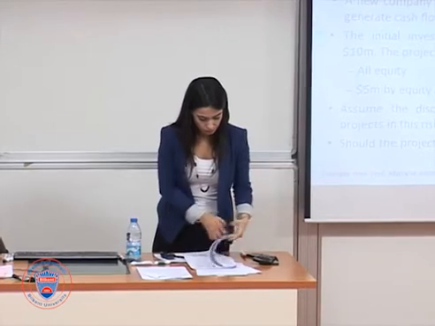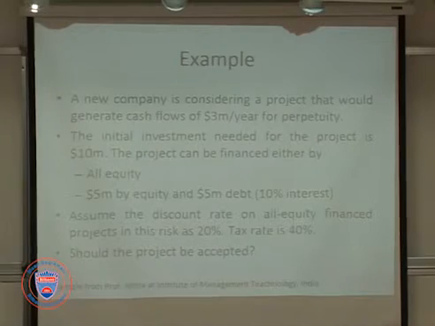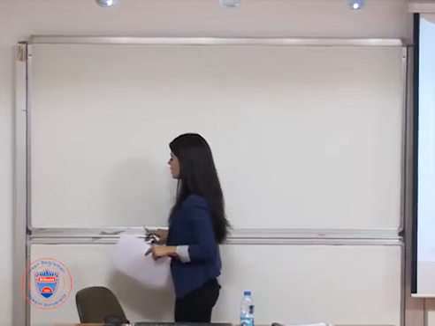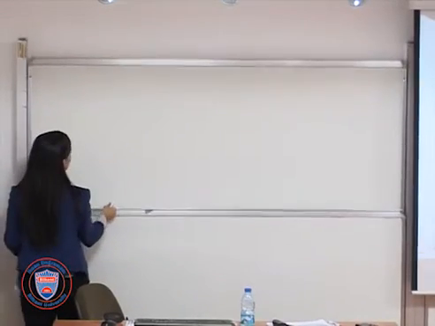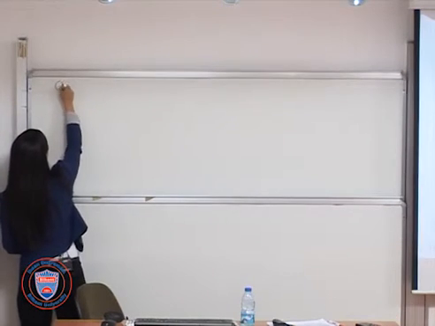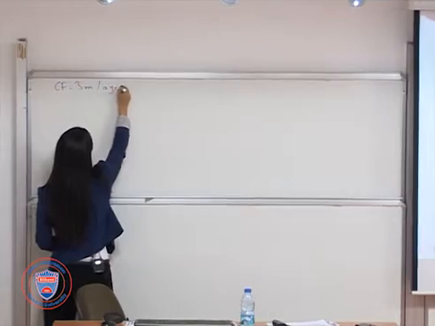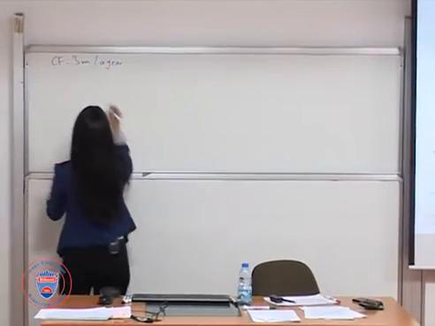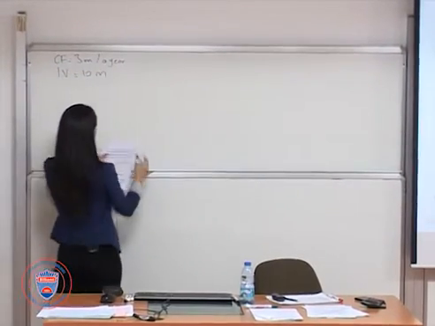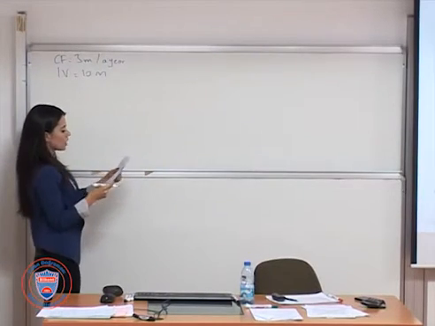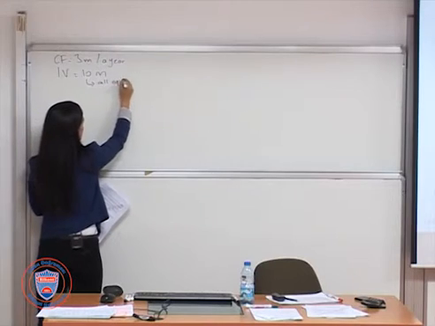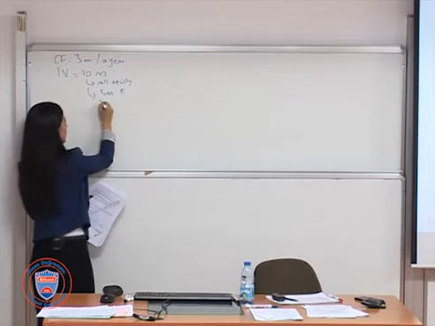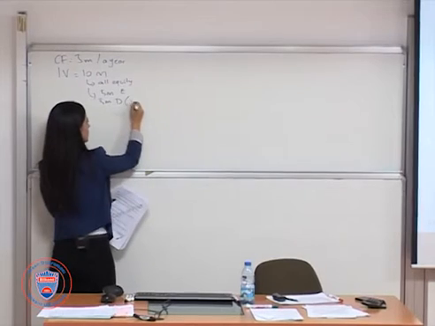Please read the question. A new company is considering a project that will generate cash flows of $3 million a year for perpetuity. So let's write what we know here. Cash flow, $3 million a year. The initial investment is $10 million. And you can finance this project all equity, or you can finance it with $5 million equity and $5 million debt. And the cost of that is 10%.